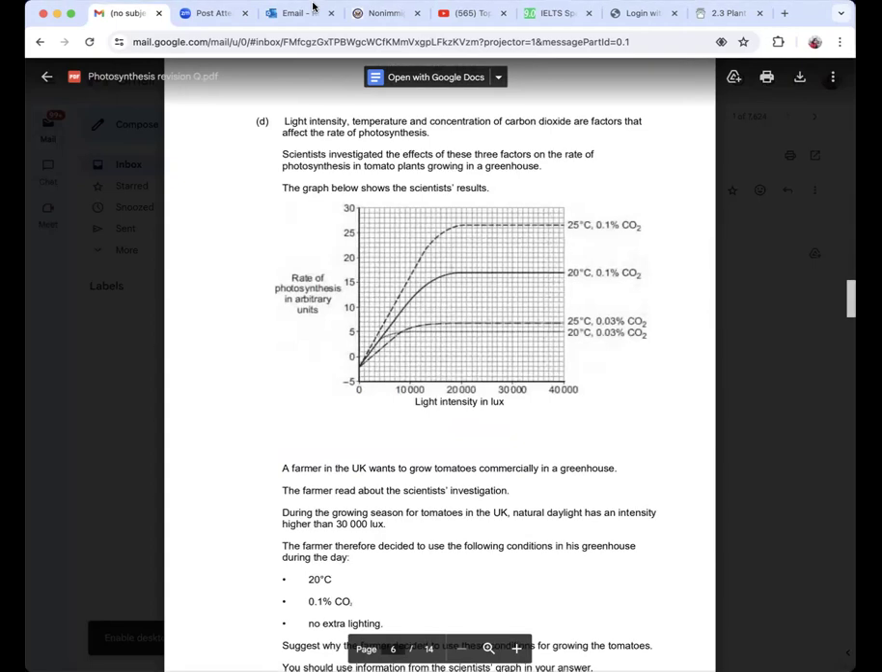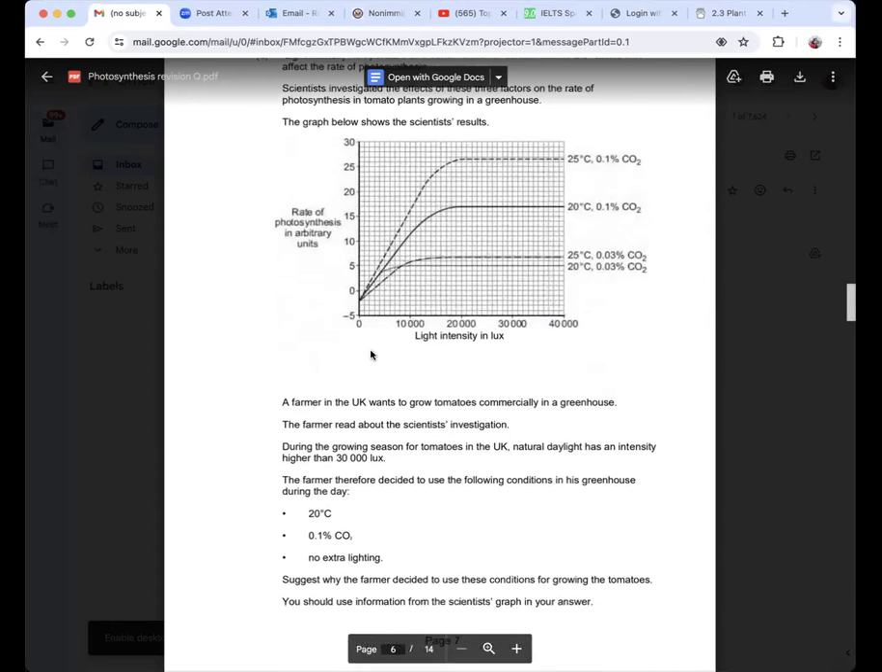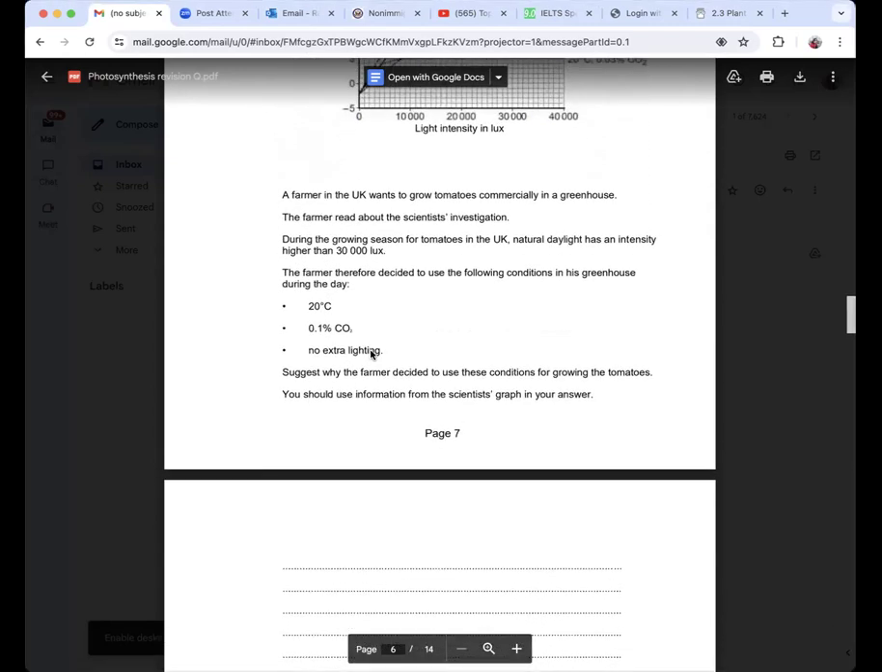A farmer in the UK wants to grow tomatoes commercially in a greenhouse. The farmer read about the scientists' investigation. During the growing season for tomatoes in the UK, natural daylight has an intensity higher than 30,000 lux. The farmer therefore decided to use the following conditions in his greenhouse during the day: 20 degrees, 0.1% carbon dioxide, no extra lighting. Suggest why the farmer decided to use these conditions for growing the tomatoes. You should use information from the scientists' graph in your answer.